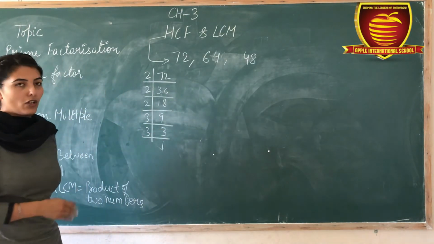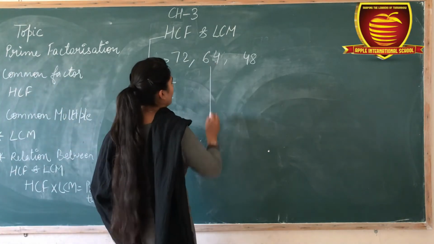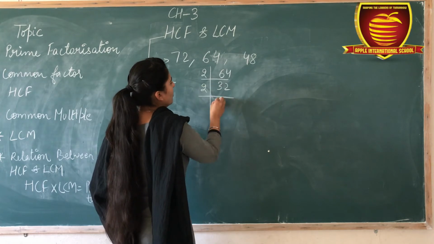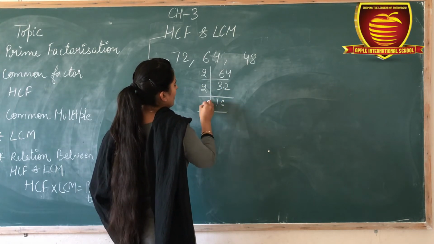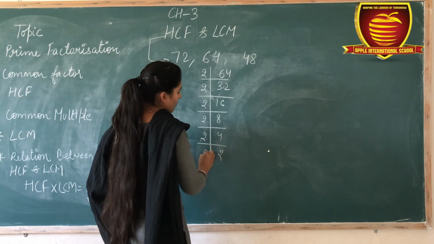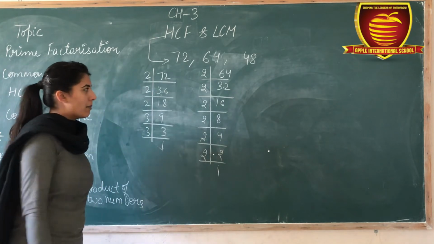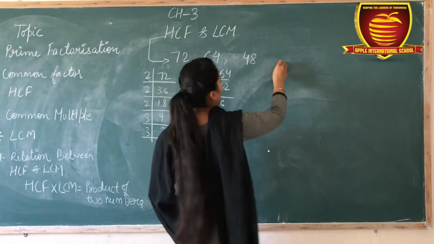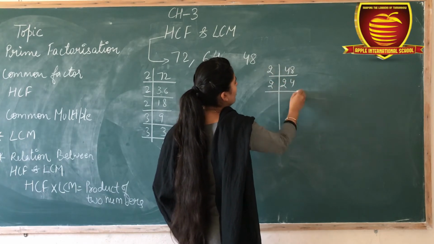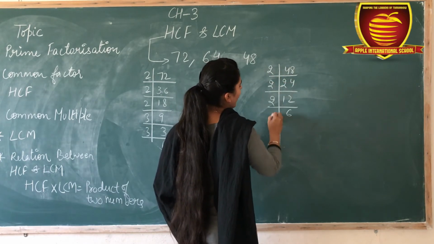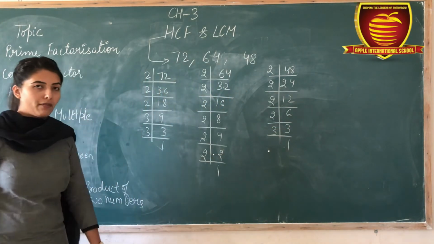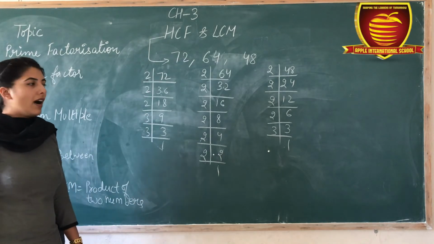This is the prime factorization of 72. Now move on to 64. 64 is 2 times 32, 32 is 2 times 16, 16 is 2 times 8, 8 is 2 times 4, 4 is 2 times 2, 2 is 2 times 1. This is the prime factorization of 64. Now 48. 48 is 2 times 24, 24 is 2 times 12, 12 is 2 times 6, 6 is 2 times 3, 3 is 3 times 1. This is the prime factorization of all these numbers.